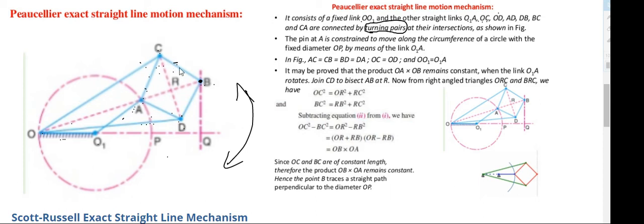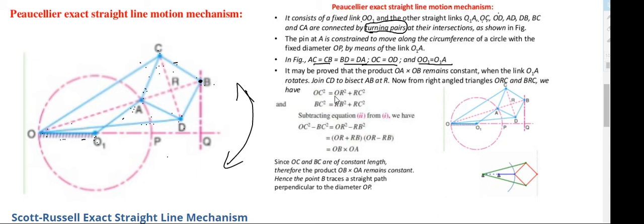And from the figure you can see AC is equal to CB, and DB is equal to BD, and that means it is a rhombus or square. You can make it out. But it is actually a rhombus. And O1 is equal to O1A. This fixed link should be equal to this link. So that is how the cross section of that link is there.